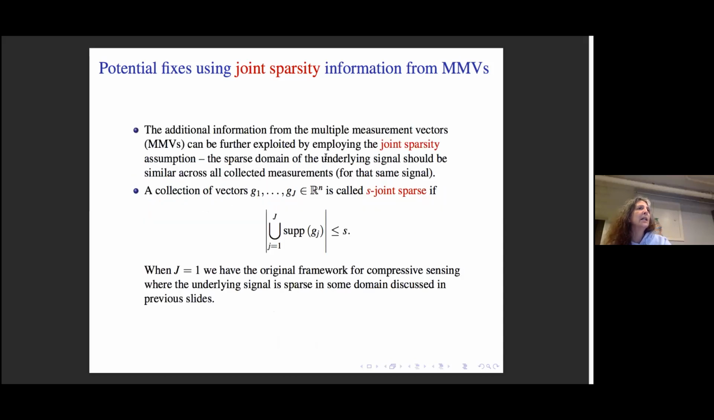All right, so just to have the definitions written down here. Standard sparsity would be, of course, if J equals 1 here, then you'd have something that's S sparse. If it's S joint sparse, then you have the cardinality of the union of the supports of these in the sparse domain. So that's what we want to exploit now, and the question is how best to exploit it.